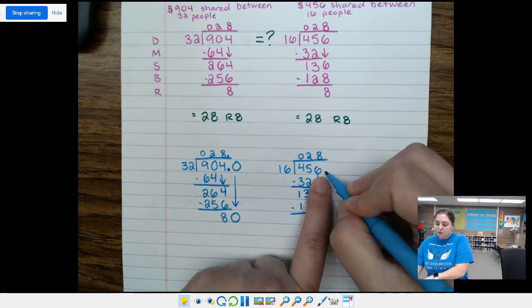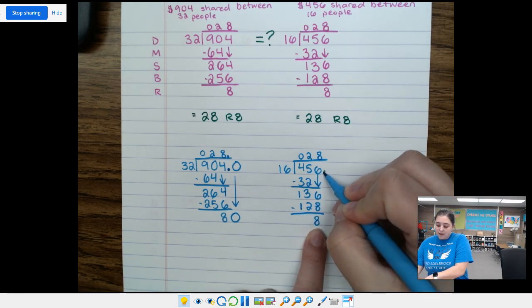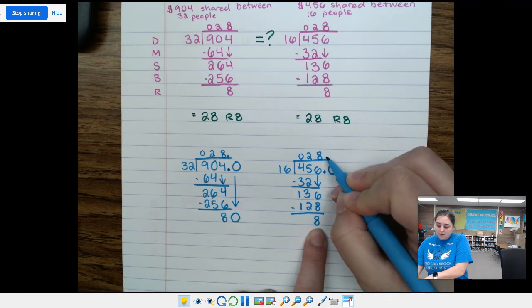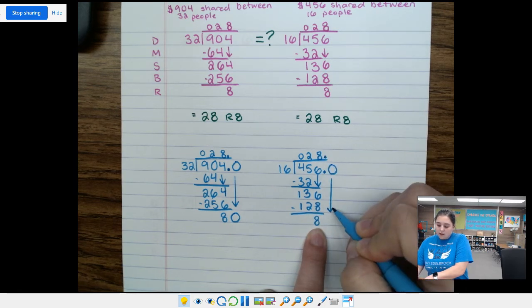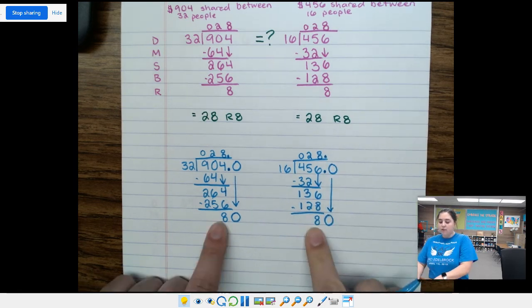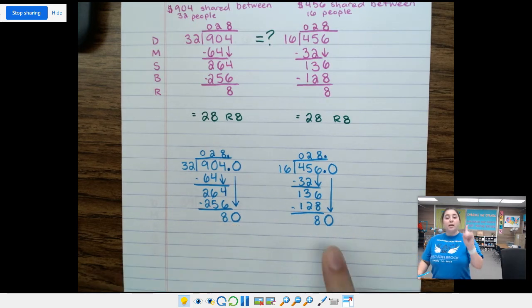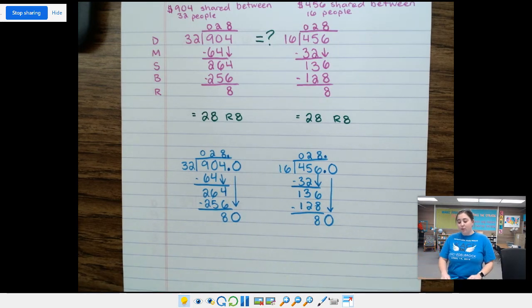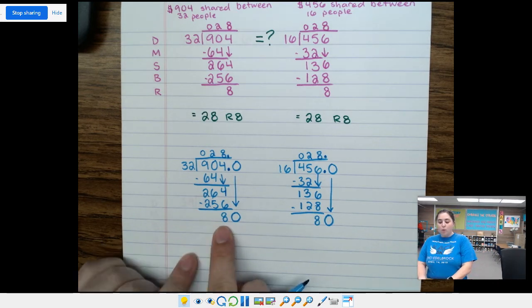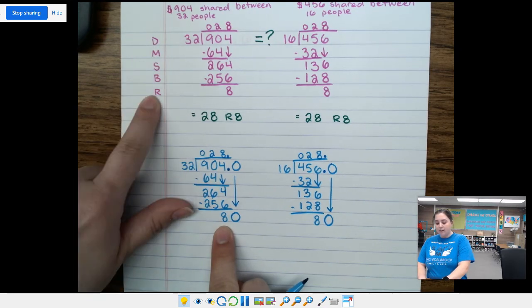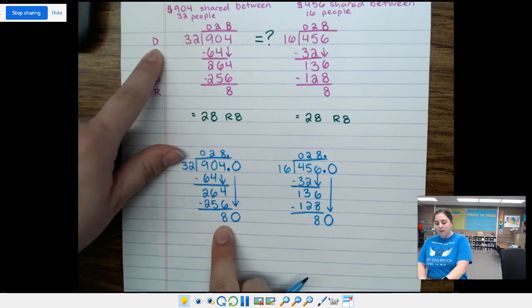On this side, I'm going to do that same thing. There's nothing to bring down, so I'm going to add a decimal and a 0 and bring down, so this 8 becomes an 80. Here is where they're going to be different. Their answers are not going to be the same. I'm going to tell you that now, because on this problem, we are now dividing again. I just brought down, so I'm repeating again.